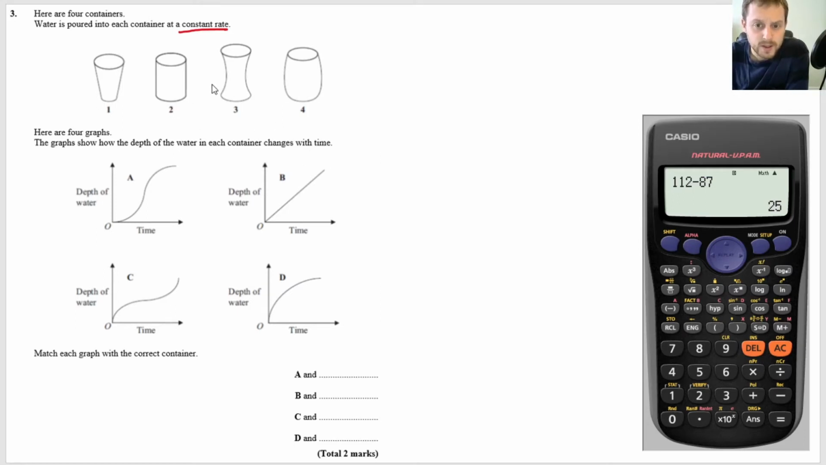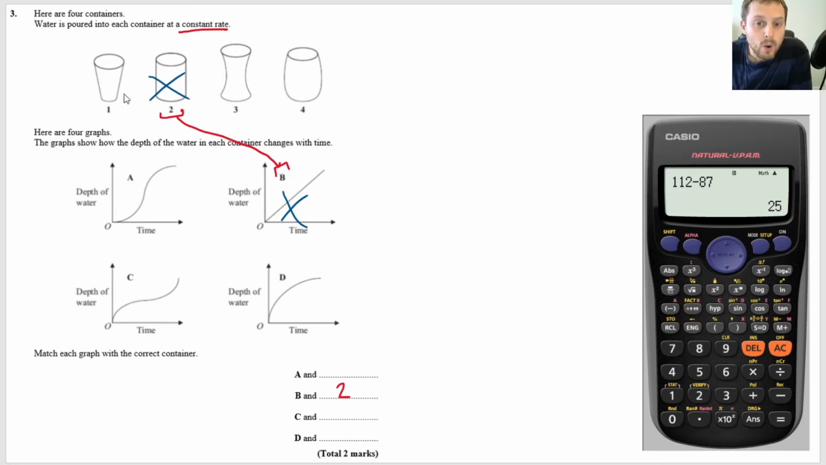And so the first thing to notice is if it was being poured into number 2, because number 2 just goes straight up, the depth of water is going to go up linearly. So what that means is 2 matches up with B, because it's not getting any faster or slower over time. As time goes by, the depth of the water goes up, and it doesn't get faster, it also doesn't get slower. So that's how we match that up. B goes with number 2, so we can get rid of that, and we just have to worry about the others now.